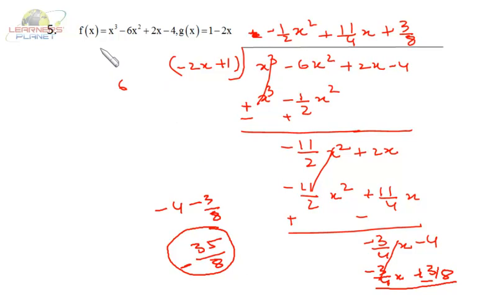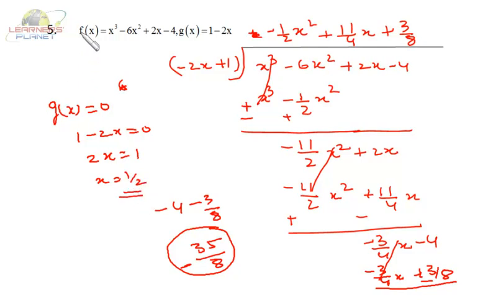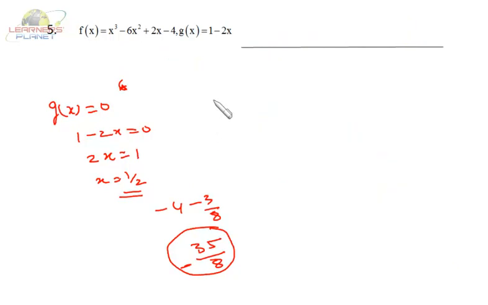Now I have to get the value of this calculation by remainder theorem. Okay, so first of all, let's put g(x) as 0, that is 1 minus 2x as 0, that means 2x is equal to 1, that means x is equal to 1 by 2. Now I have to get the value of f(1/2). If it is minus 35 by 8, then further we can establish the remainder theorem. Okay, so let's put the value of x as 1 by 2 in this expression.